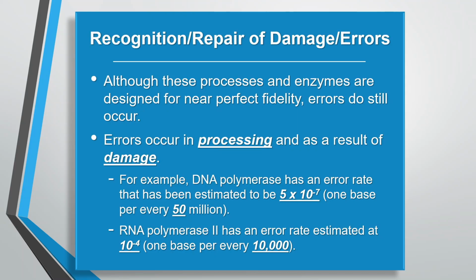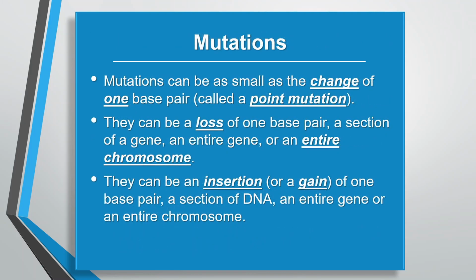Now, when errors occur and they go undetected or unresolved, it results in mutations. Mutations are alterations in the normal DNA sequence, and there are many different kinds of mutations. They can be a point mutation, where there's a change that's as small as only one base pair, where one base has been substituted for another.